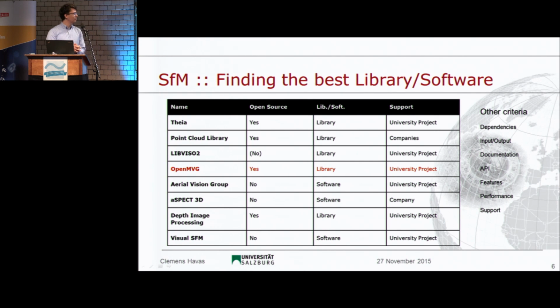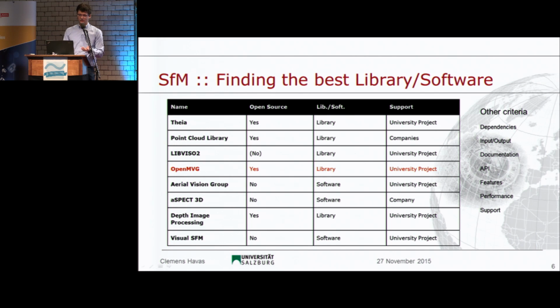So at the start we have an evaluation phase and looked at different libraries and software to find the best solution for us. One of our major criteria was that they have to be open source, so that we can reprogram parts of it and can get hands on the code. And half of them were open source, and one of them is in brackets, the libviso2, because they stated they are open source, but they never sent us any code, so in our definition they are not open source.